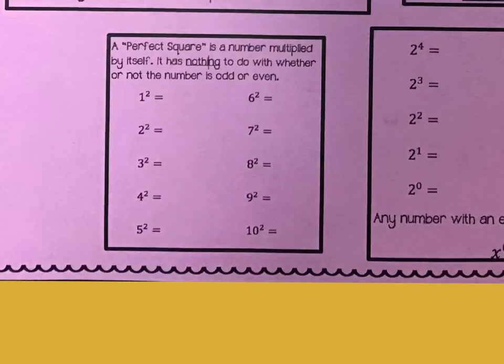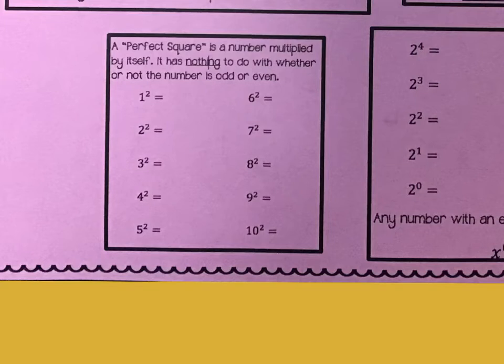All right, so we're moving on to this second part here. It says a perfect square is a number multiplied by itself. It has nothing to do with whether or not the number is odd or even. So I'm going to do a couple of these, and then I'm going to pause it, and I want you to do the other ones by yourself, and then we'll see if you got them correct.